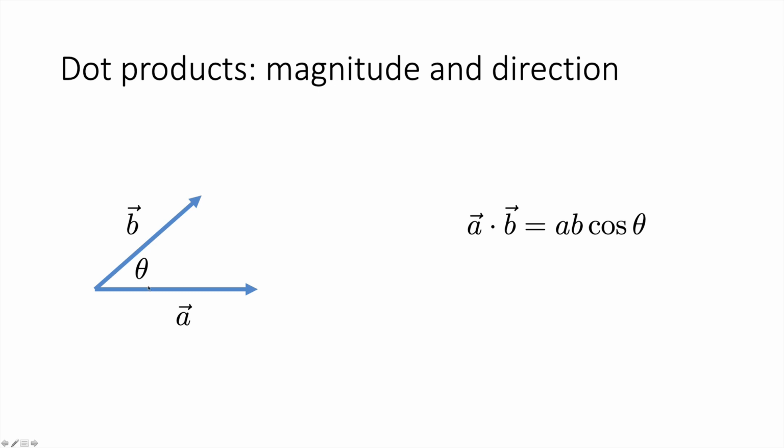Now geometrically, if we have a vector A and a vector B and we want to take their dot product, it's equal to AB times cos theta, where theta is the angle between them. So if the vectors are parallel, then the angle between them is 0 and cos of 0 is 1. So then we have the maximum dot product. If the vectors are at right angles to each other, then the dot product between them is 0 as cos of 90 is 0.